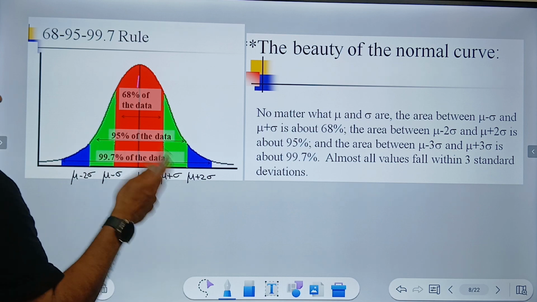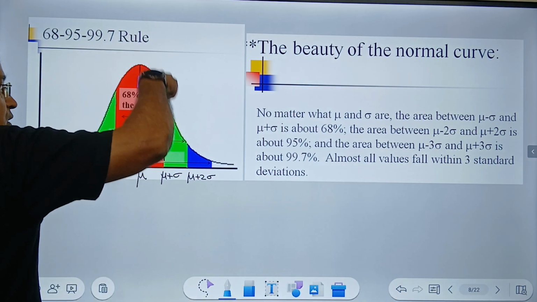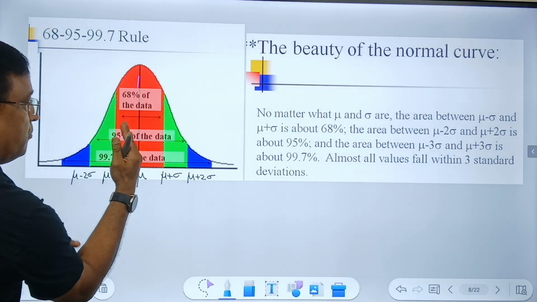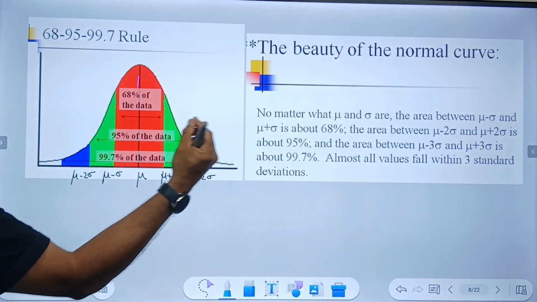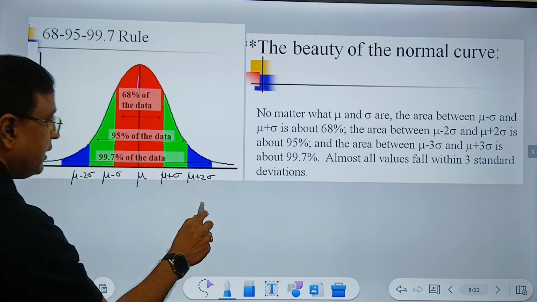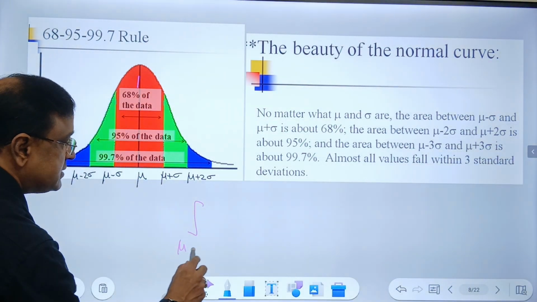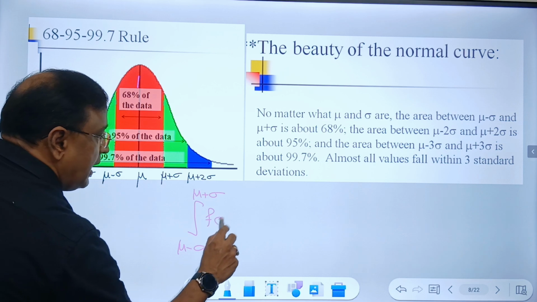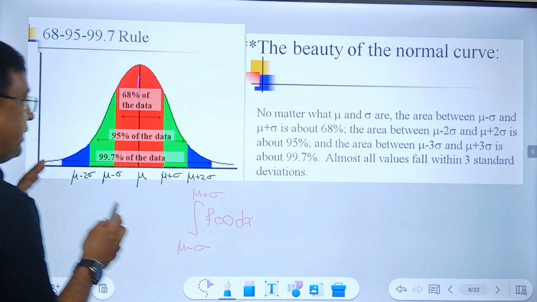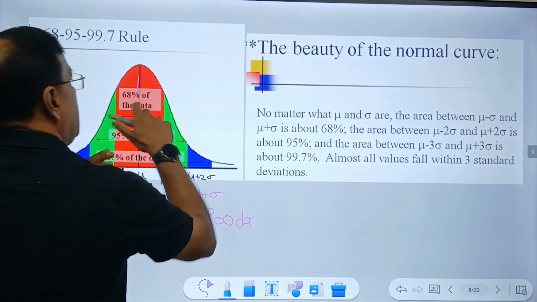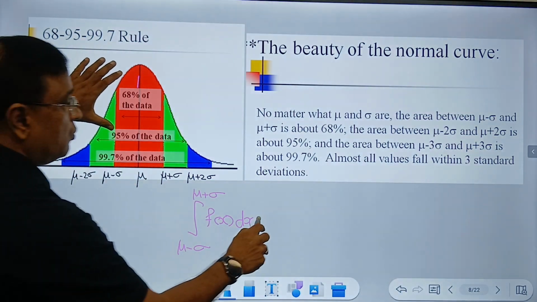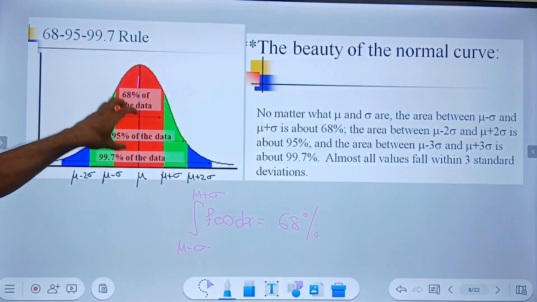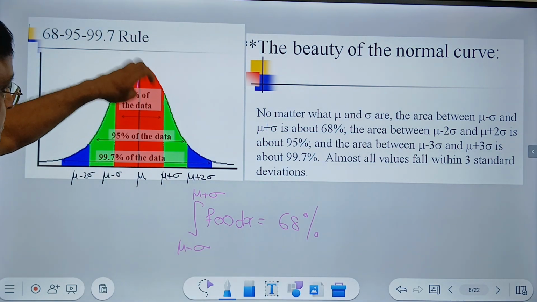Now, I told you, most of the activity takes place around this area, that is mu minus sigma to mu plus sigma, where sigma is the standard deviation. So when I integrate f of x dx from mu minus sigma to mu plus sigma, I am talking about area. The area bounded by this line and the curve is almost 68%. That is why we said a lot of activity takes place in this region.